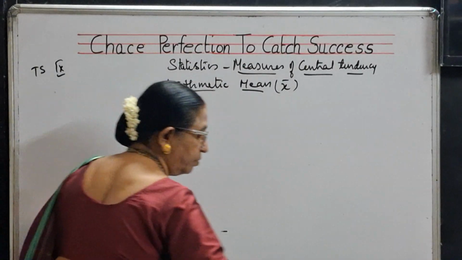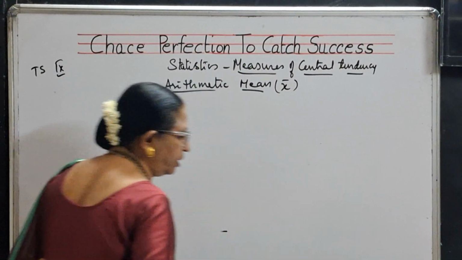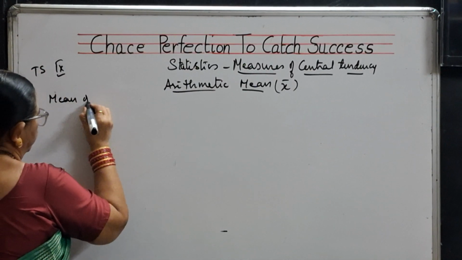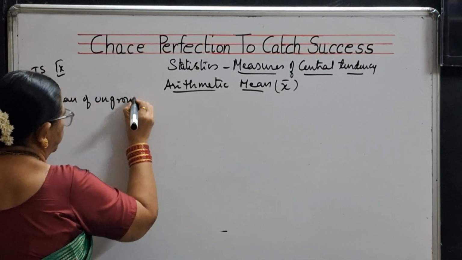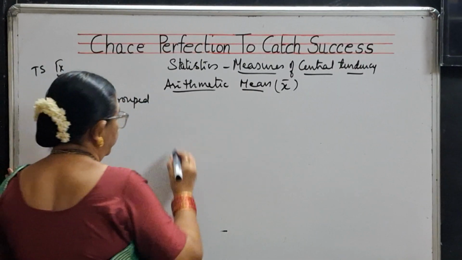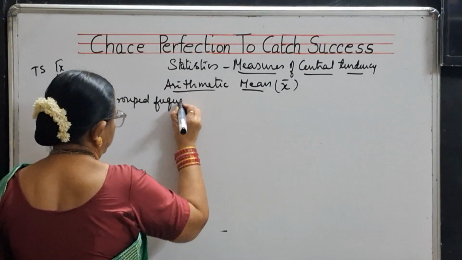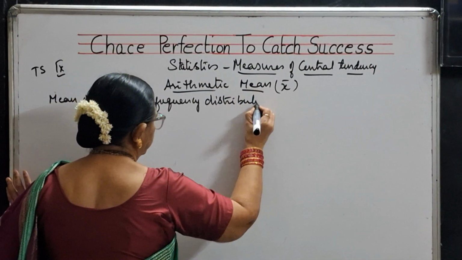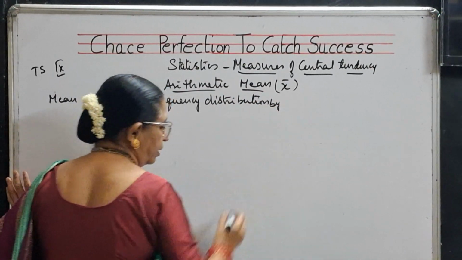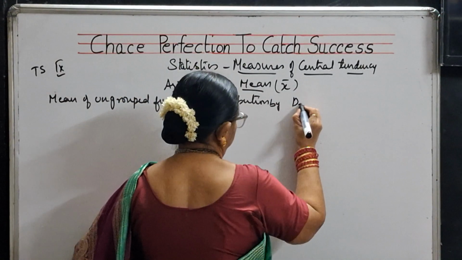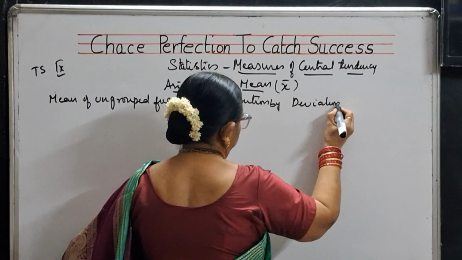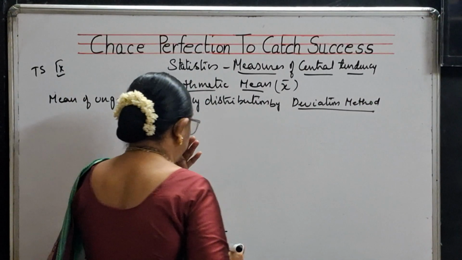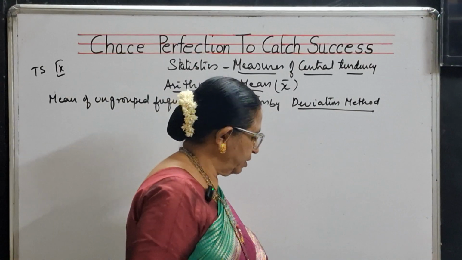Now you have got another one, mean of ungrouped frequency distribution by deviation method. This is a new method, children.